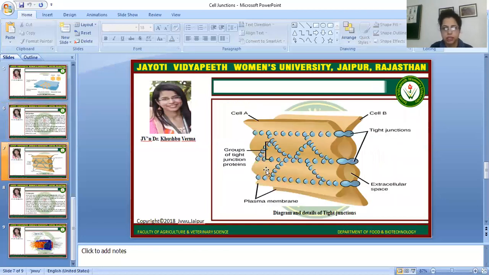Here you can see in this diagram, this is cell A, cell B, and they are both attached with tight junctions, and tight junctions are creating a proper tight seal, and they are avoiding any kind of leakage.